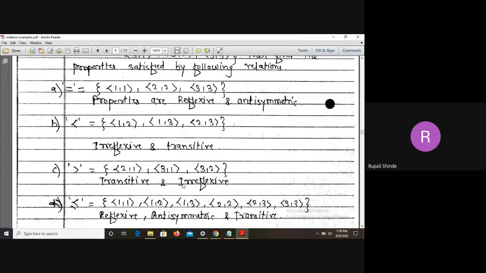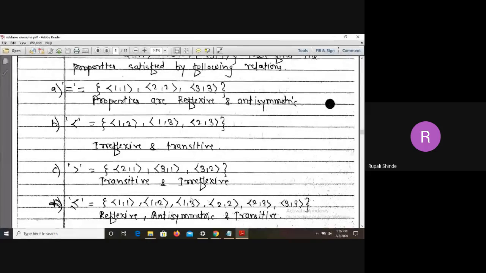Now check whether this one is irreflexive. Yes, this is irreflexive because there is no ordered pair 1, 1, 2, 2, 3, 3 like this. That's why this one is irreflexive.